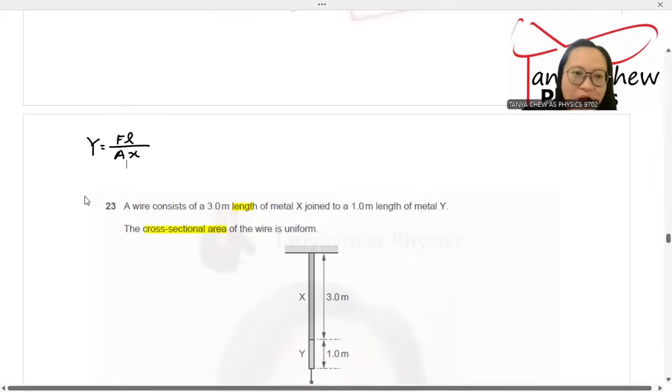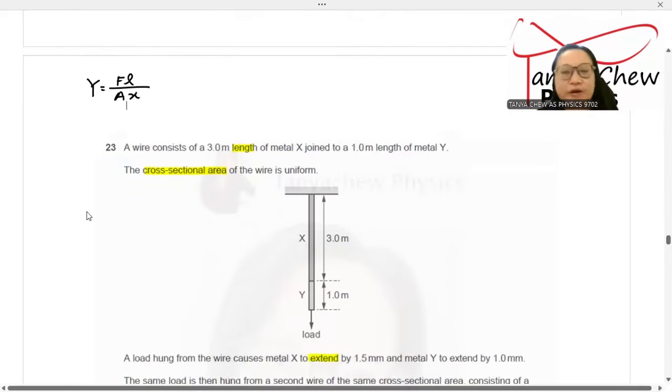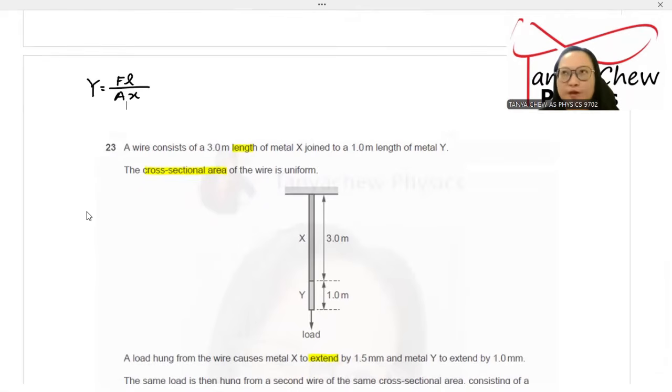See that? Now, because they didn't mention that these two wires are made of the same material or same metal, I cannot assume them to be the same. Therefore, the Young modulus of X is different from the Young modulus of Y. So I solve for X first. Young modulus of X is equal to force over A. The original length of X is 3 meter. The extension of X is 1.5 millimeter.